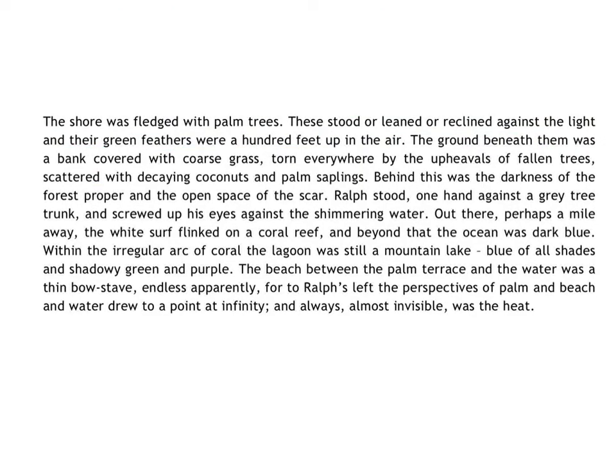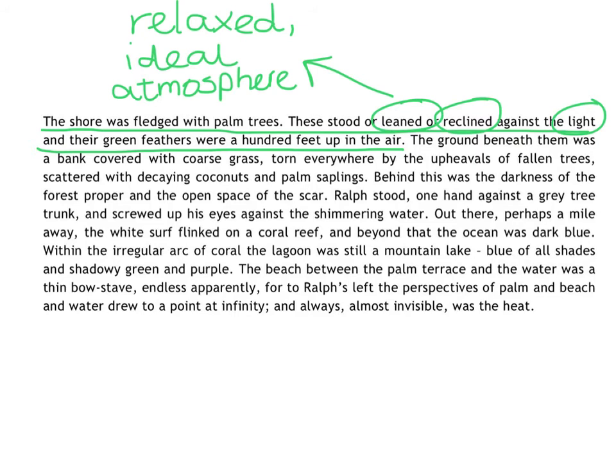Once you have highlighted the positive and negative descriptions of the setting, you now need to think about which key words or phrases told you that it was positive or negative. For example, I would choose the words leaned, reclined, and light. The fact the trees were leaning and reclining creates a relaxed and ideal atmosphere. We often associate light with positivity, life, and goodness, therefore presenting the setting in a positive way.